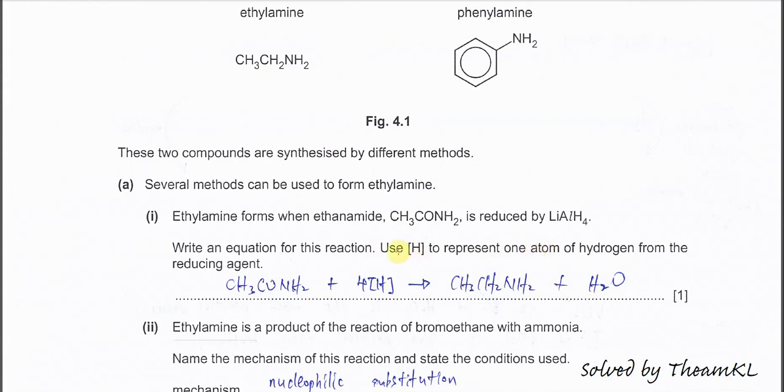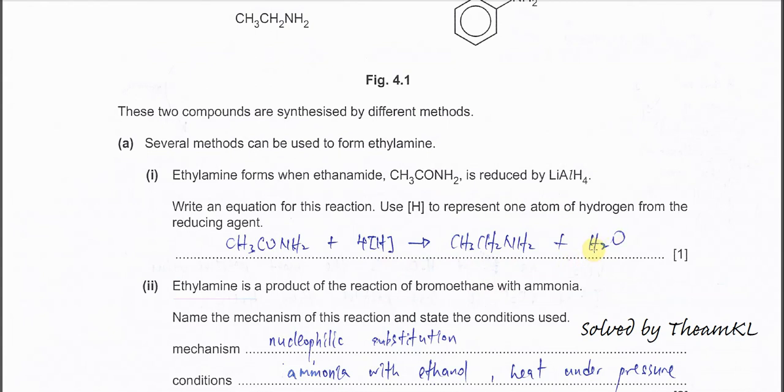For this ethanamide, first you need to know the oxygen must be removed. So 2 hydrogens are needed to remove this oxygen, and after that another 2 hydrogens are needed to bond with this carbon to form CH2. That's why in total it needs 4 hydrogens. So you just put 4 hydrogens here, then eventually you will form this ethylamine with the H2O. 2 hydrogens are used to form the H2O, and another 2 hydrogens are added to the carbon.